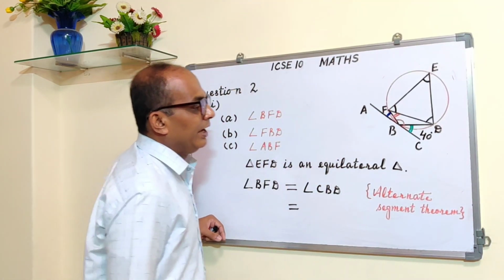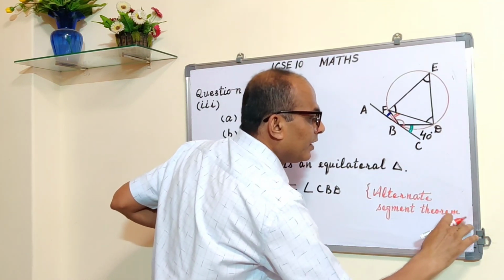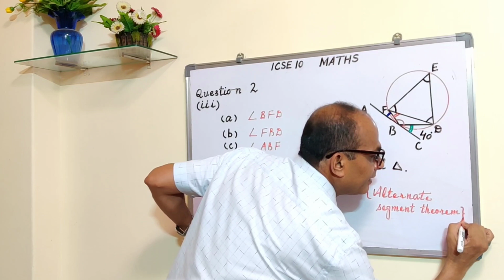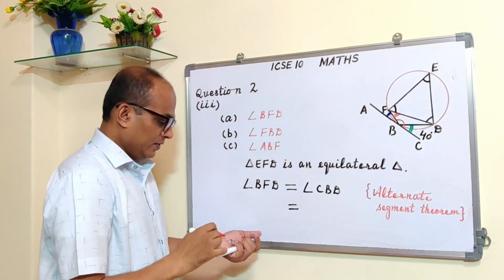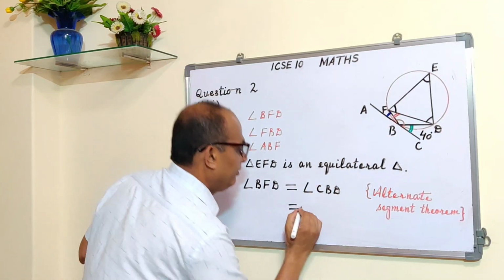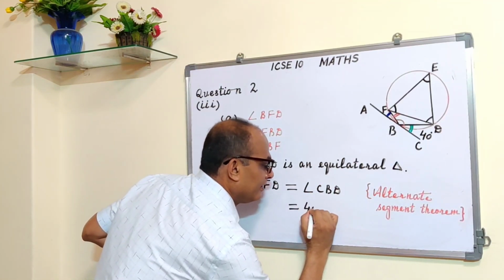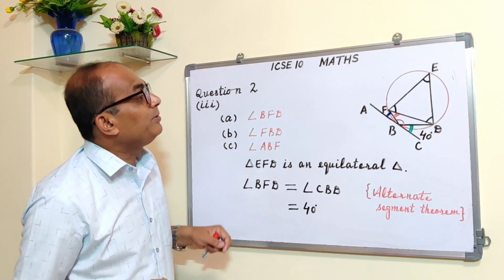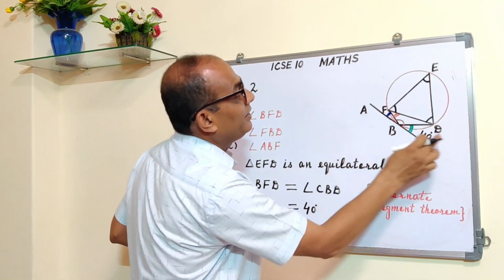Alternate segment theorem. So this is equal to 40 degrees, because angle CBD is given as 40 degrees. Is that fine? So one we got. Now FBD.